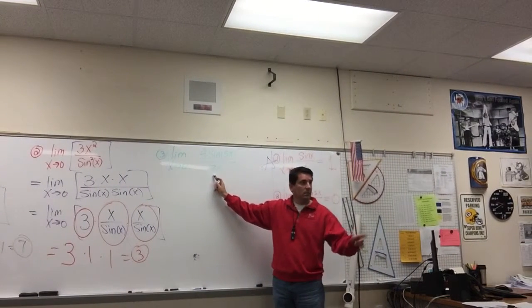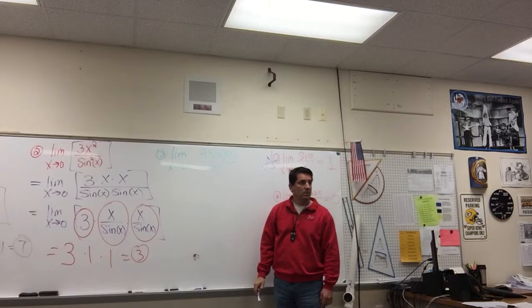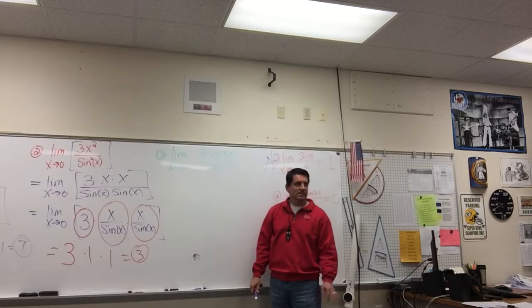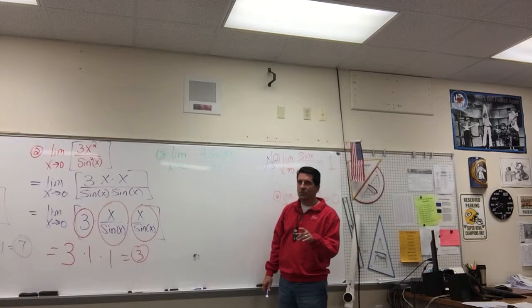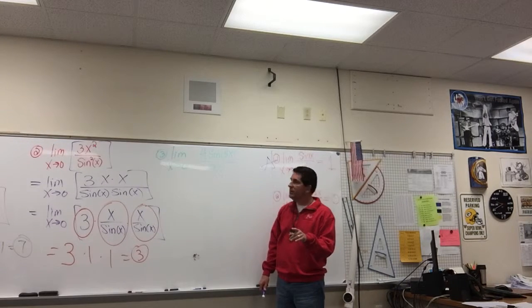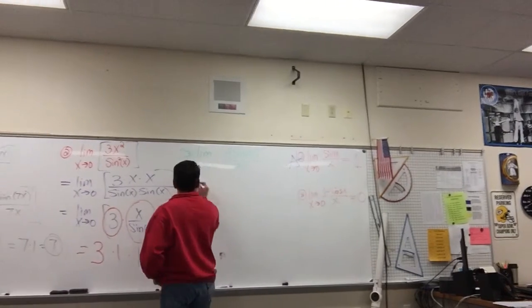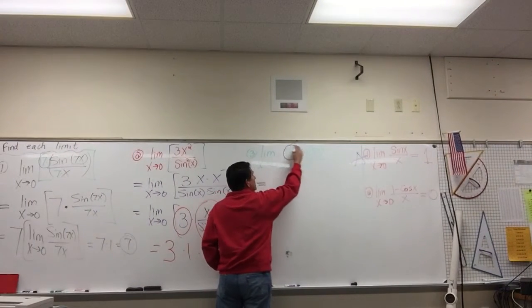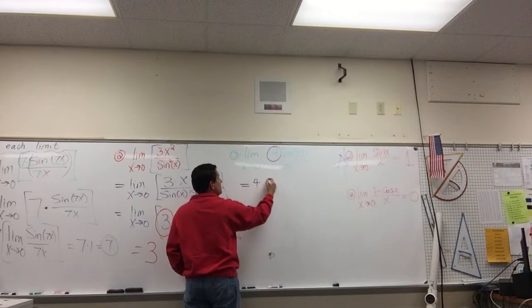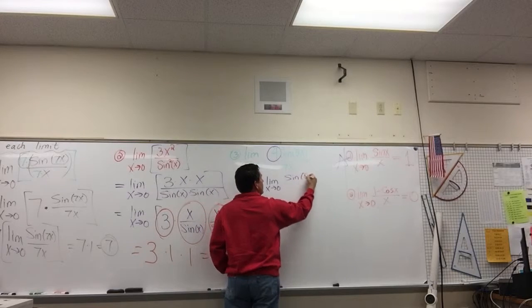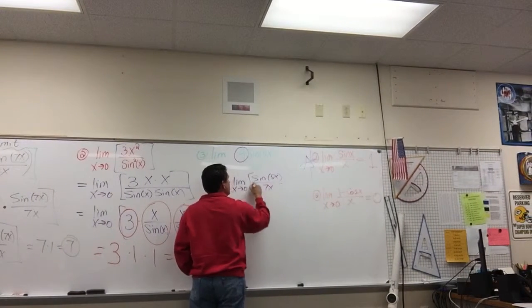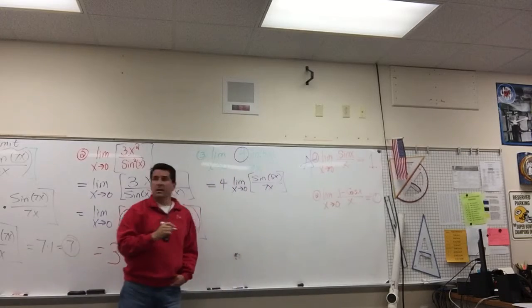I think you might be going in the right direction. Jamie? Did we take the 4 out then? Sure. We can take the 4 out. Did everybody see that we can take the 4 out? This is a constant. It's just being multiplied here. So I can write this as 4 times the limit as x approaches 0 of the sine of 5x over 7x.